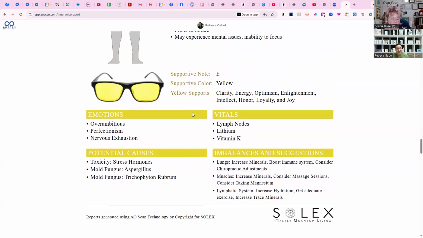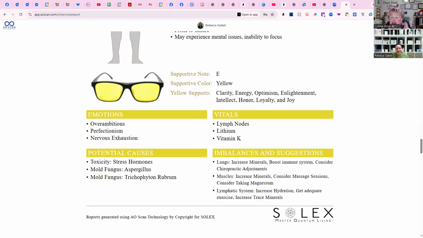Period. Okay. So the emotions that it's out of balance are overambitious, perfectionism, and I know you. I was going to say, this is spot on right now. Yeah. Nervous exhaustion. This time of year, I think that shows up a lot. And it's no judgment. Like I always tell people, because sometimes they're embarrassed about what shows up. There's no judgment. I've had every single one all day, every day, all the time.